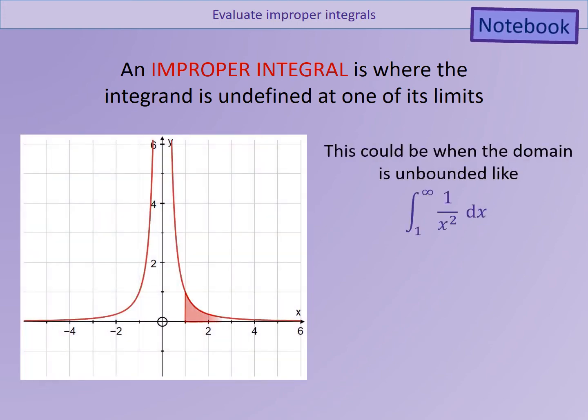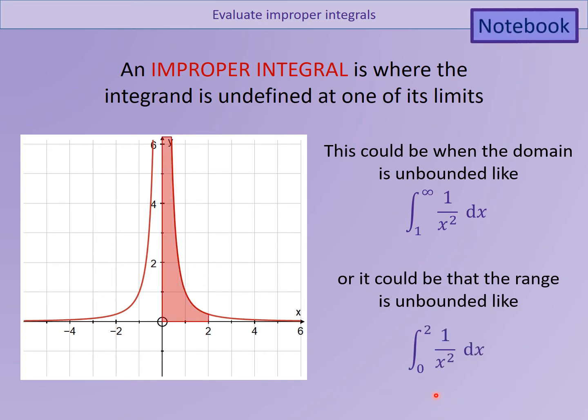Okay, so let's go back to our example. Let's just think about putting down those three examples for our notebooks. So one example could be that one of the limits itself is infinity. If one of the limits is infinity, then it's clearly undefined at that point, so it's unbounded. Therefore that's an example of an improper integral. You could have one that's unbounded like that, where 0 is an asymptote. Because it's an asymptote there, it doesn't have a value, therefore it's unbounded.